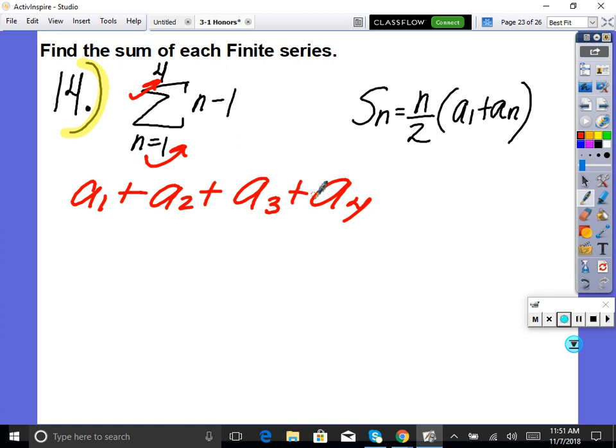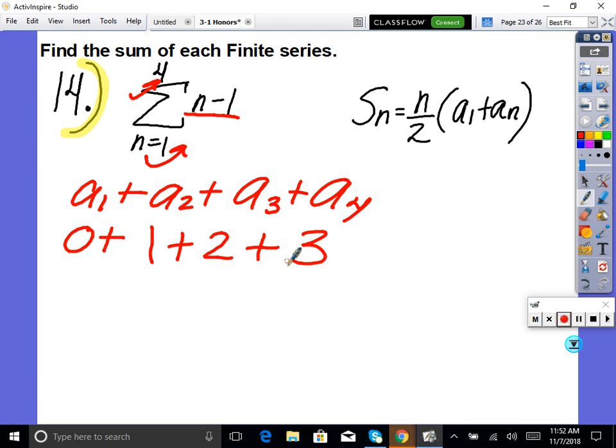So what is our first term? 1 minus 1 is 0 plus. Our second term would be 2 minus 1 is 1. You guys understand that this formula gives us these values, right? Okay. Plug in a 3, we get a 2. Plug in a 4, we get a 3. So we are summing up the first through fourth terms, and yeah, you could just do it by hand.